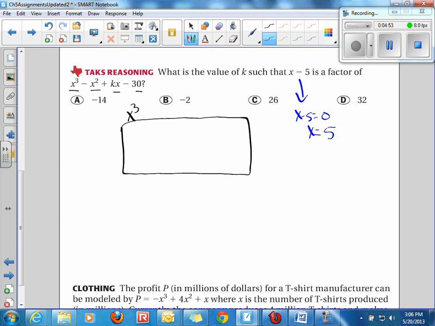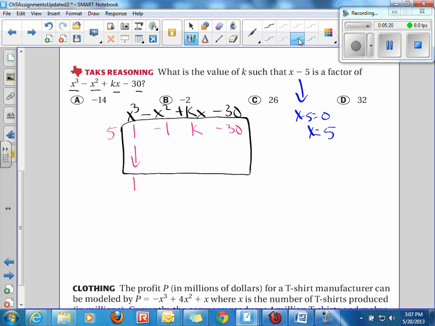So we've got x cubed minus x squared plus kx, and the only reason I write it above the box is to make sure that I am double checking that there's no gaps. I figure that will force me to make sure there's no gaps. So my coefficients are 1, -1, k, and -30. And we're dividing by 5. So we will always drop the 1 down.